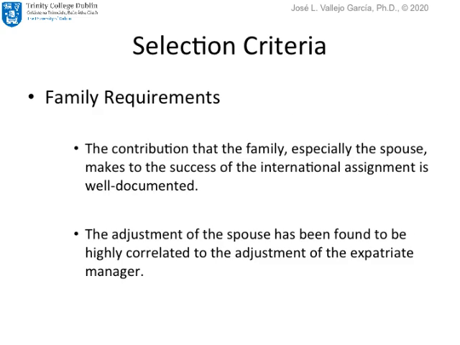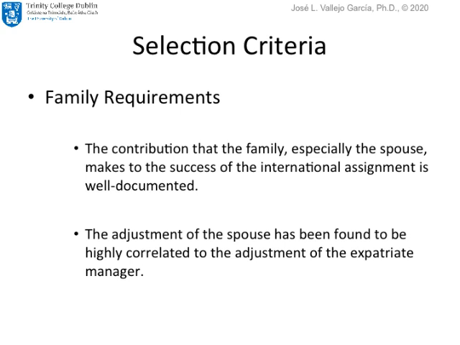The third point here, family requirements. The contribution that the family, especially the spouse, makes to the success of the international assignments is well documented. 75% of the failures of international assignments are because the spouse was not able to adapt to the new environment, whether it's a man or a woman.